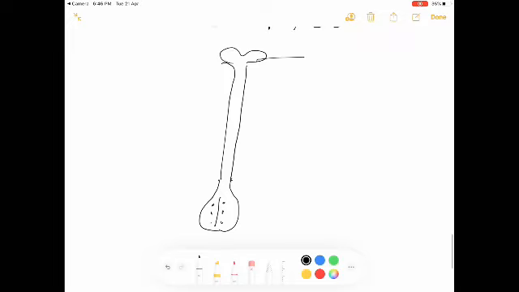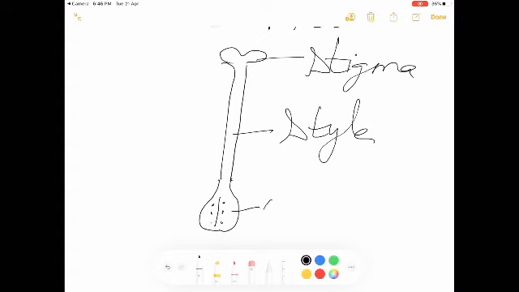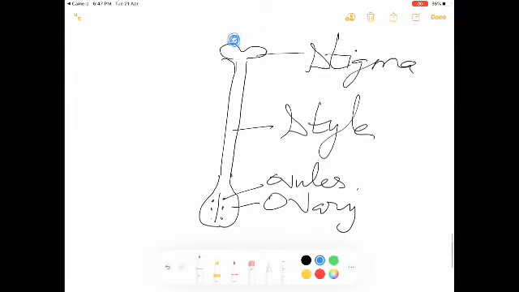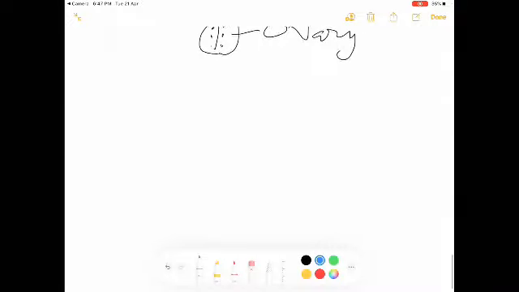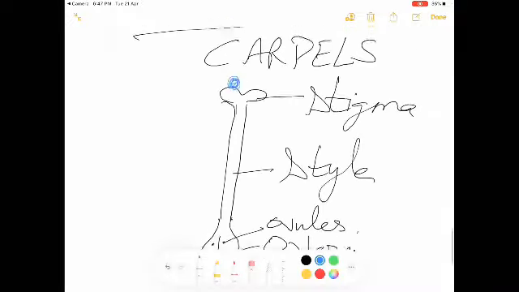You can see here stigma, style, and ovary and ovules. Okay, and most of the time pollen grains will come and settle over here, and they will help in fertilization. So this is the part of stigma, style, and ovary. And you have to learn their definitions.